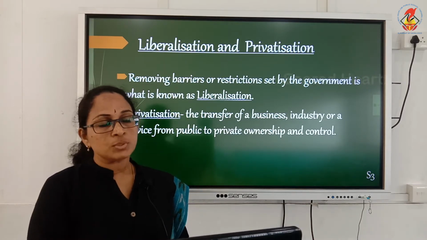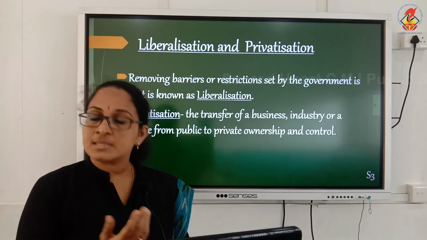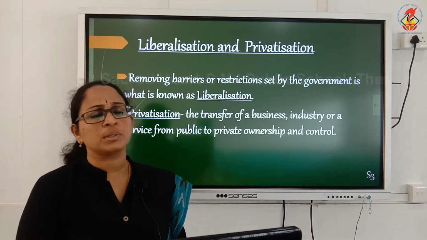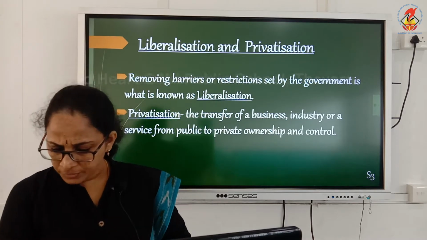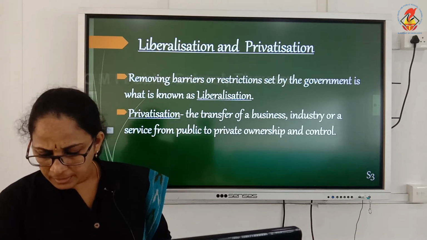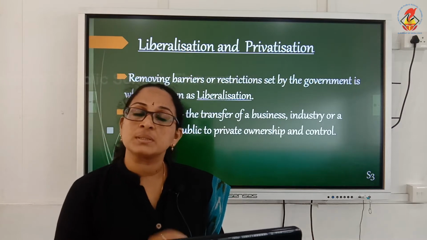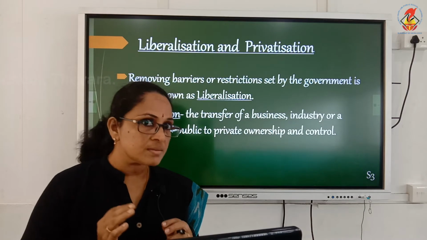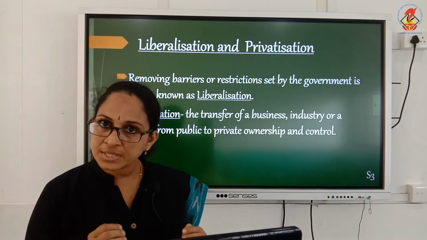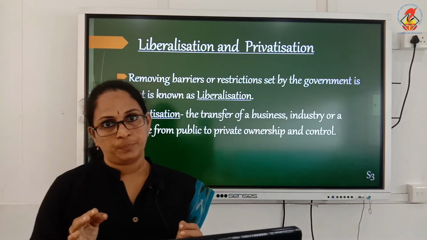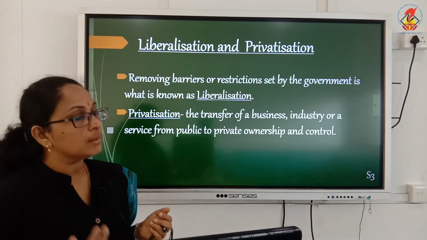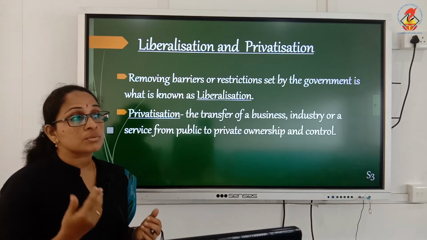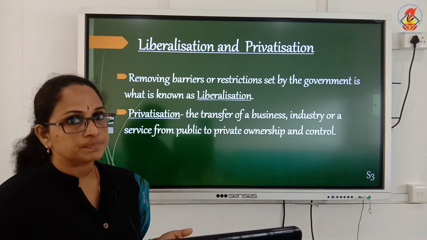And coming to the barriers, children, tax is a barrier on international trade. Now countries are promoting free trade. What is free trade? Goods and services can be exchanged with little or no tariff. So under liberalization, the government is promoting free trade, or trade becomes more liberal.